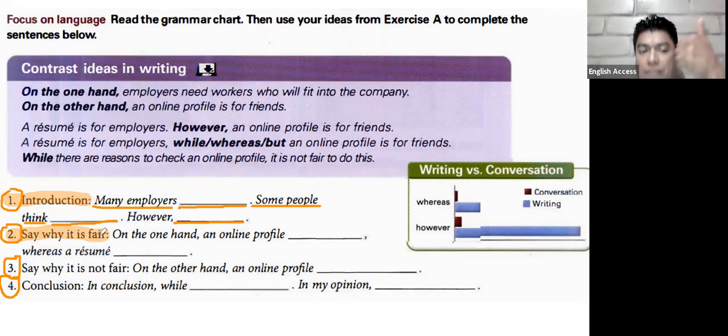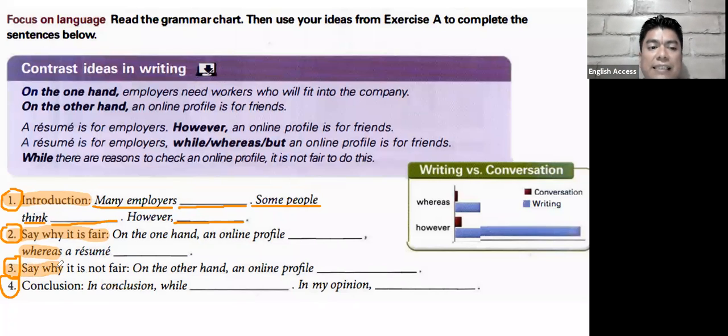One good thing. On the one hand, an online profile, and the opinion. Remember, the good thing, on the one hand, whereas a resume. Whereas, what is it, whereas? Different, contrasting. Yes? And this is a good thing. They're both good things, just different.